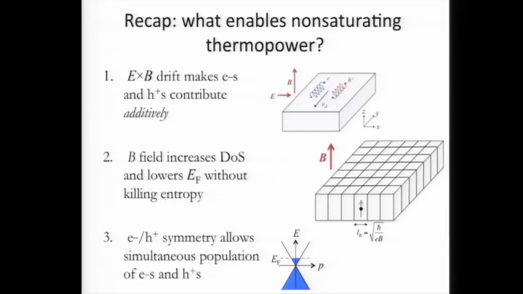But this ability to create electrons and holes simultaneously allows me, as I turn up the magnetic field, to create ever more electrons and holes, and they all add together to the thermal power, and it can just keep growing. So you really need all 3 of these things. If you take away any of these ingredients, you'll lose the ability to make a non-saturating thermal power.